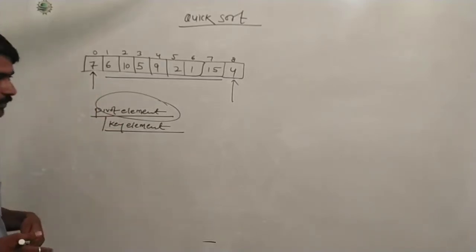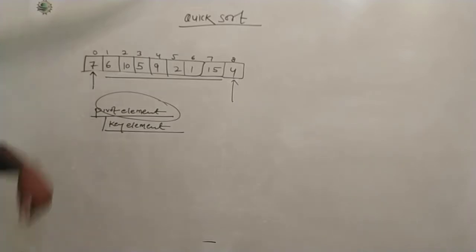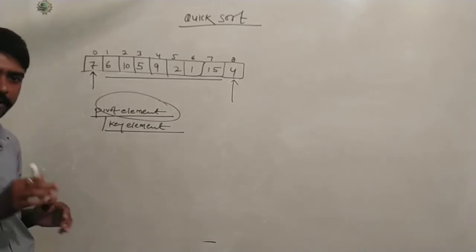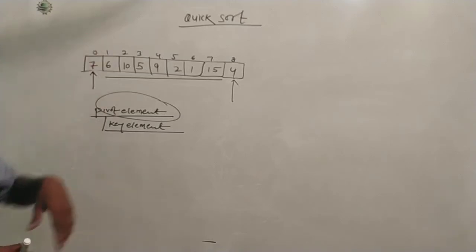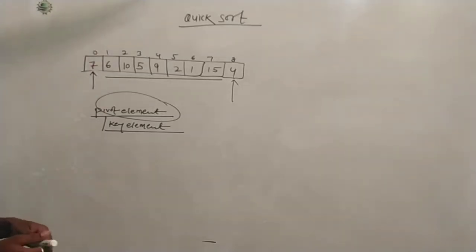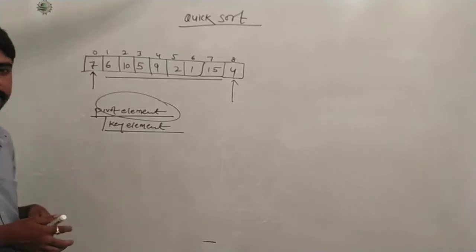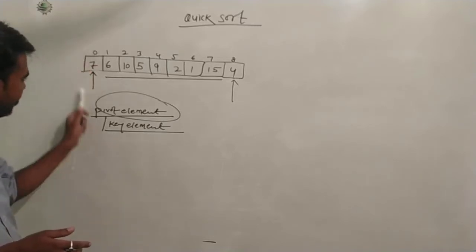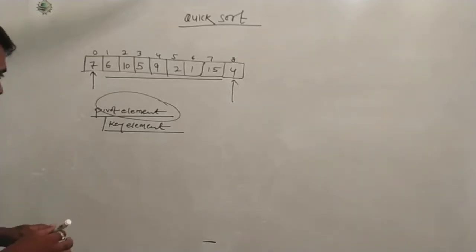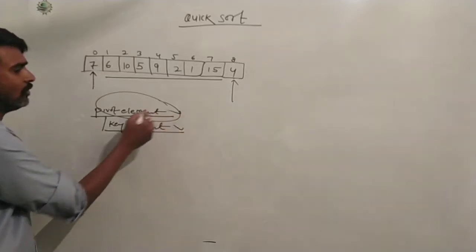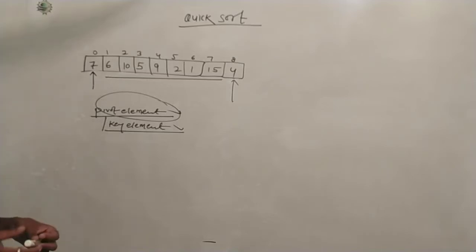So I am taking the first element as the pivot element today. Okay, we will discuss the algorithm by assuming that the first element is our pivot element. Sometimes it is also called the key element.